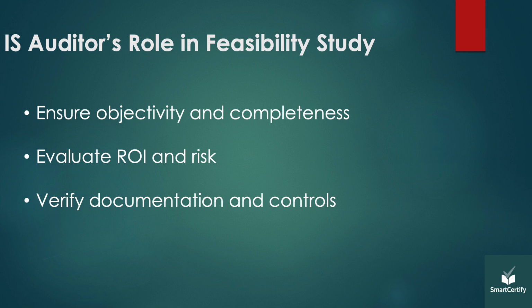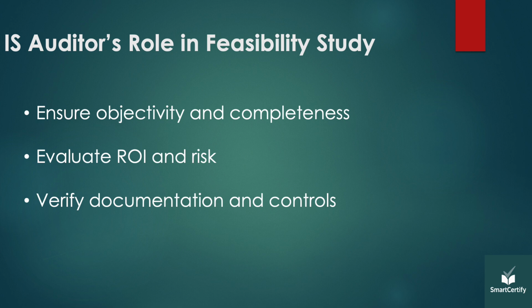Third, we look closely at the cost-benefit analysis. Does it make sense? Are the numbers realistic? As auditors, we don't just accept optimistic assumptions, we challenge them. We make sure projections reflect what's likely, not just what's hoped for. Fourth, we verify that control specifications are being considered in the design phase.